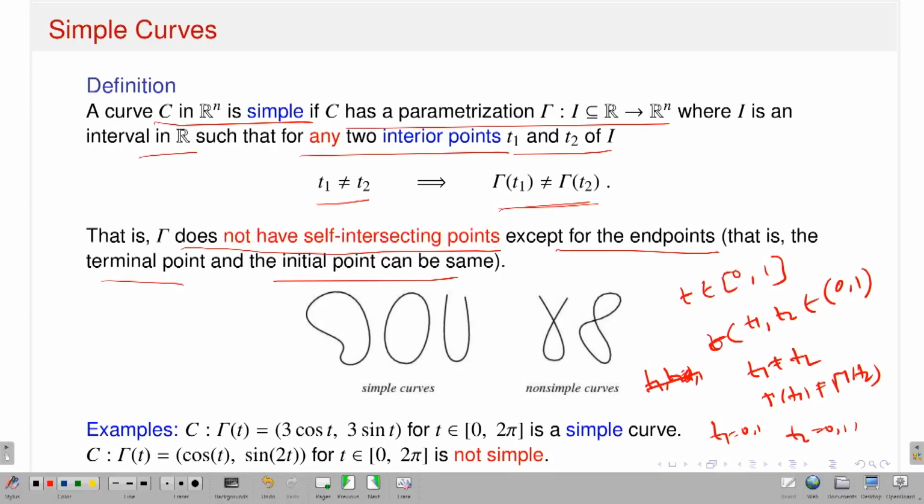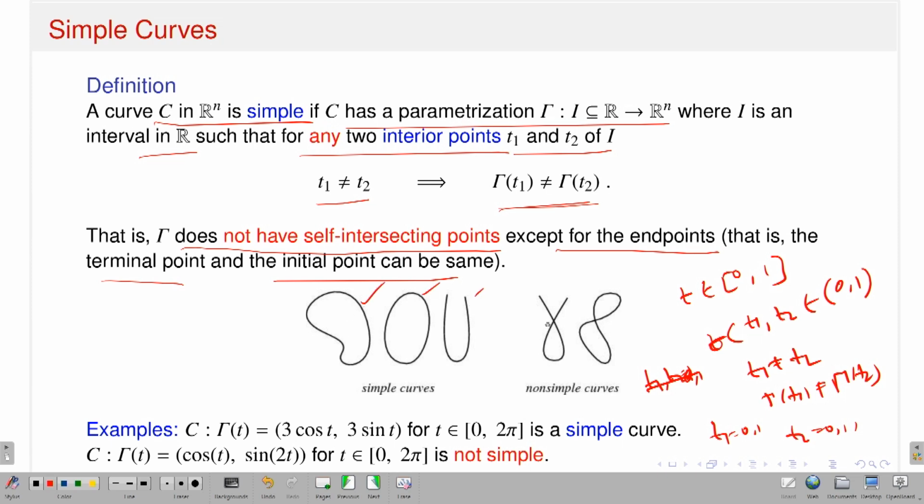So in the interior it should be injective, but at the boundary point it might happen that they coincide, whatever it is. For example, these are simple curves. There is no kind of figure-eight picture. So this is simple, this is simple, this is simple, right?